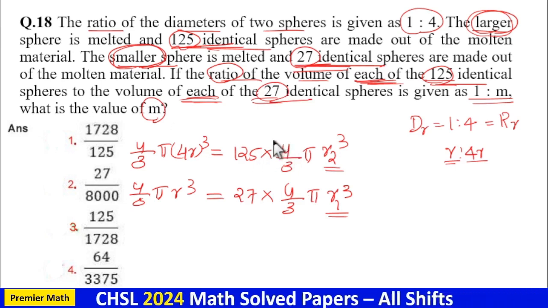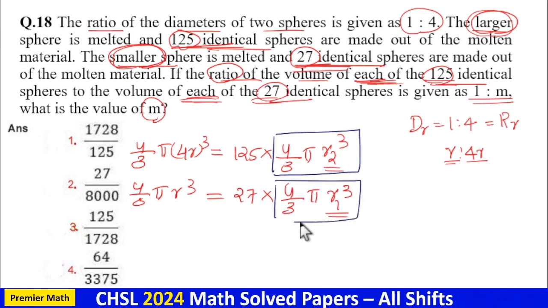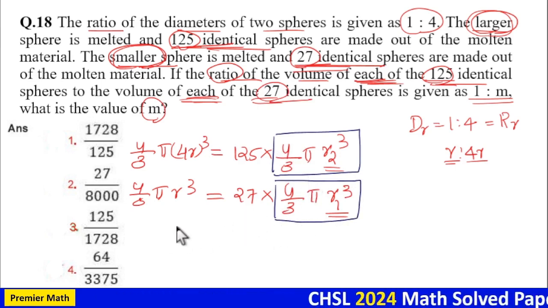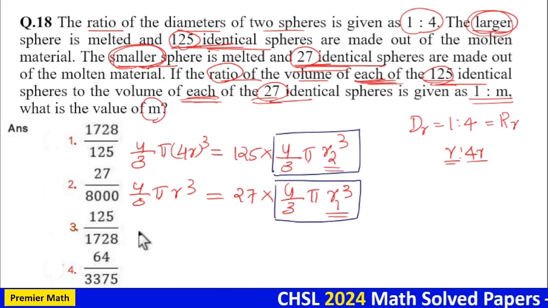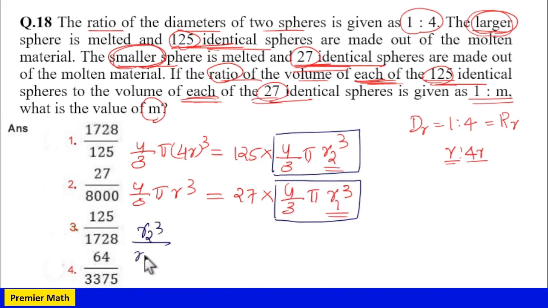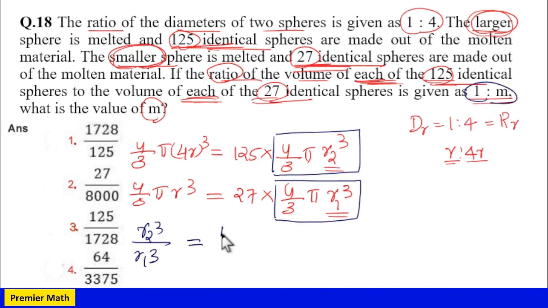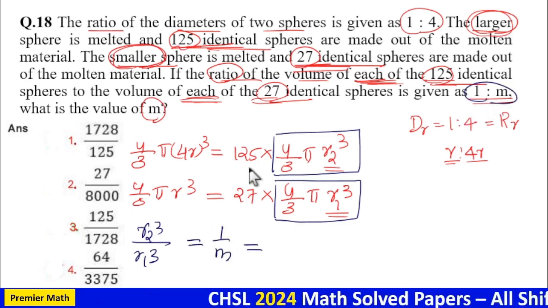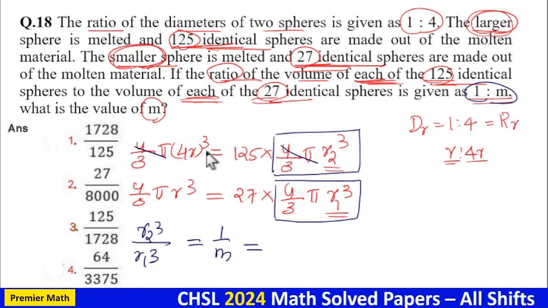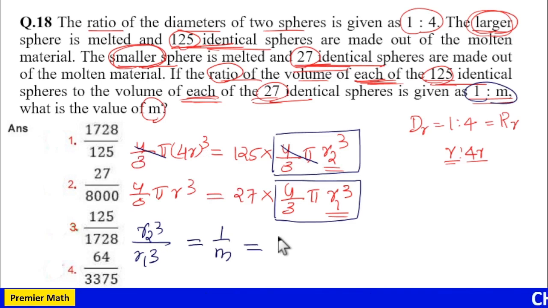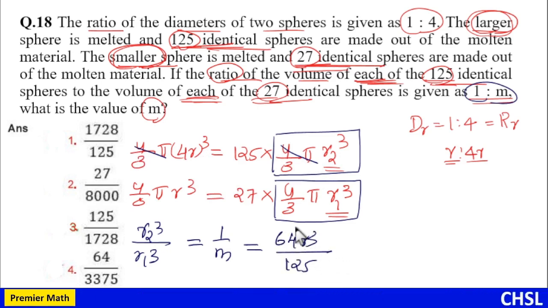That is, we need to find out what is 4 by 3 pi into r2 cube divided by 4 by 3 pi into r1 cube. From this we can find it. That is, you can see 4 by 3 pi cancel. So we need ratio of r2 cube divided by r1 cube, which is given in the question as 1:m. So this is equal to 1:m, which is equal to, from this r2 cube is equal to 4 by 3 pi cancel. So 64 r cube divided by 125.